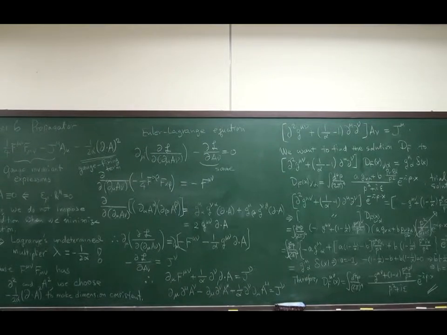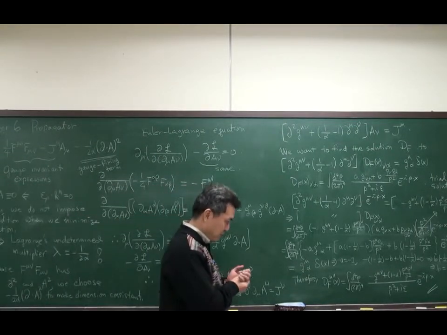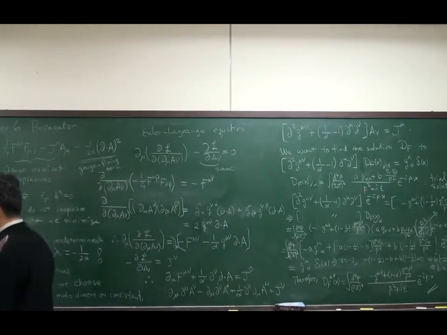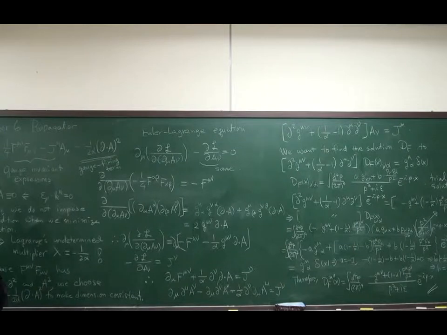Today we study the photon propagator. Let us recall the electromagnetic interaction Lagrangian density. For the free case, it is minus 1/4 F_{μν}F^{μν}, and if there is any interaction, it appears as minus J·A. And this contribution is independent of gauge, so it is a gauge invariant expression.